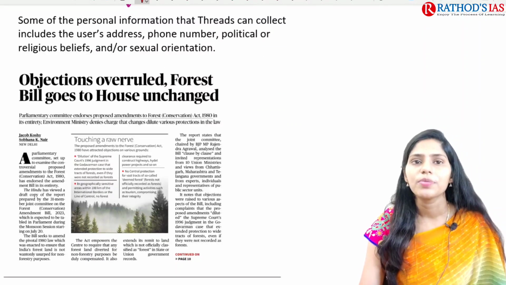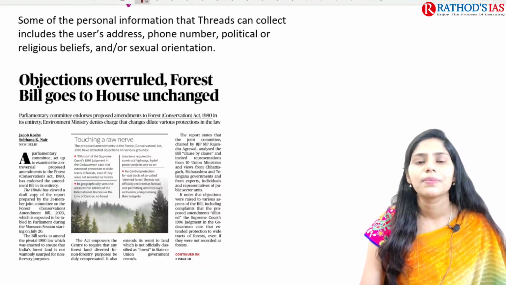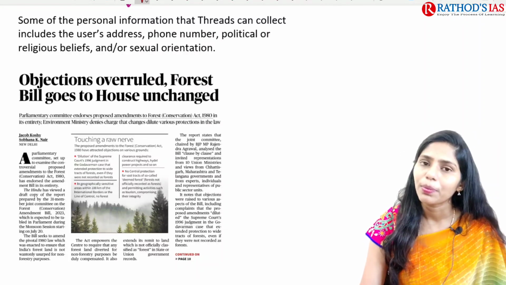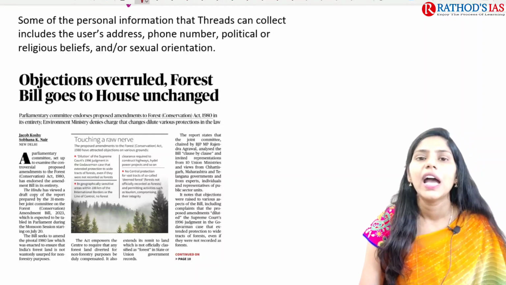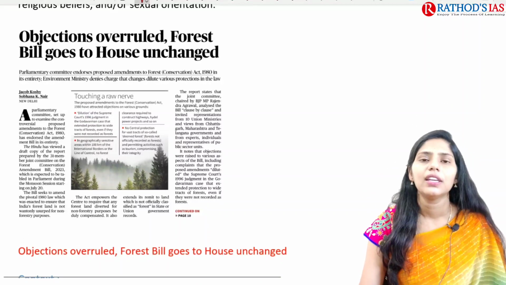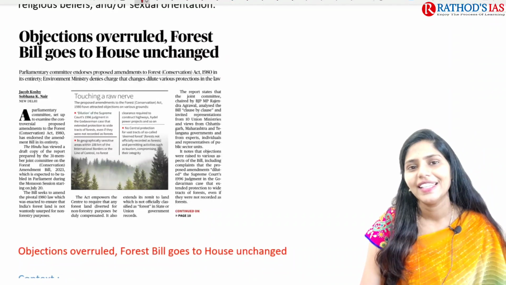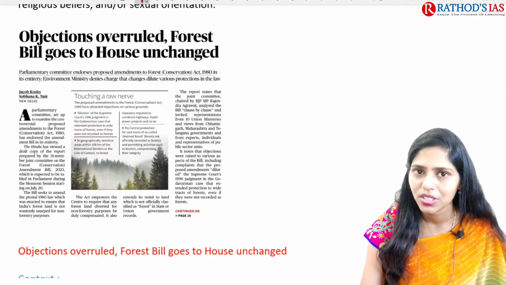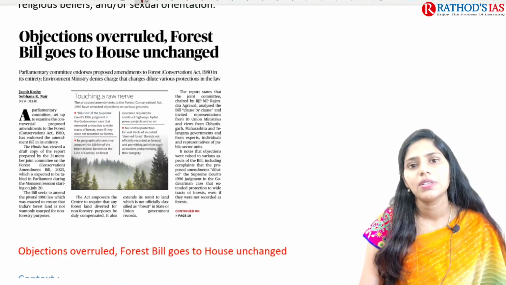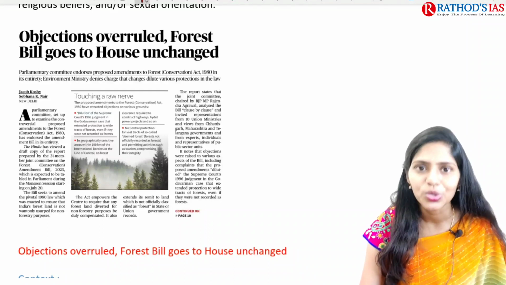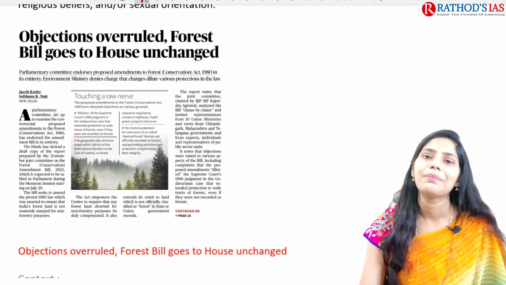Now let us see the next topic. It is about objections overruled: Forest Bill goes to the House unchanged. Amendments have been proposed to the Forest Act, and many people came up with some objections. Finally, a 31-member committee was set up, and this committee gave the green signal for this amendment, and it is going to be introduced soon in our House, that is, in Parliament.